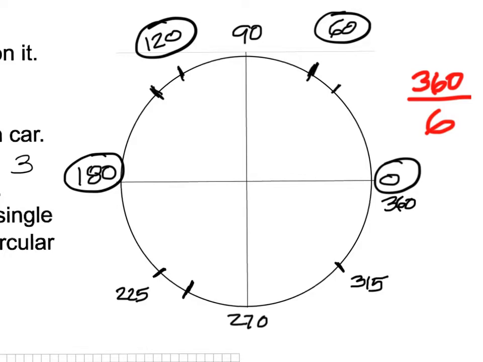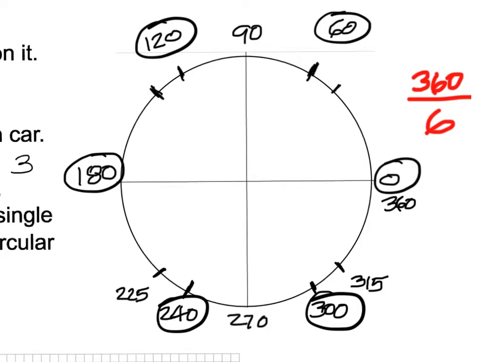If I add, and this was 240 here, if I add another 60 to 240, what does that put me at? 300. So 300 would be approximately here. There are the cars that we have marked off in terms of degree measurements.